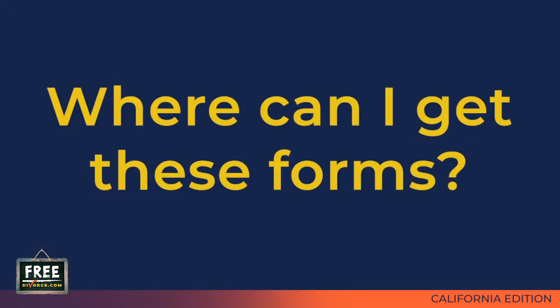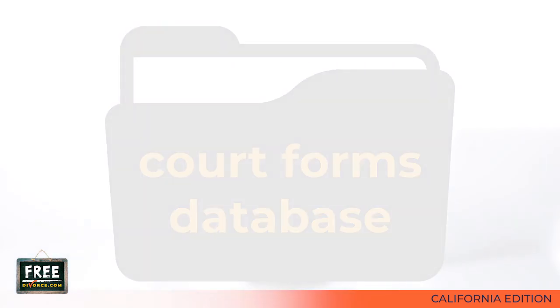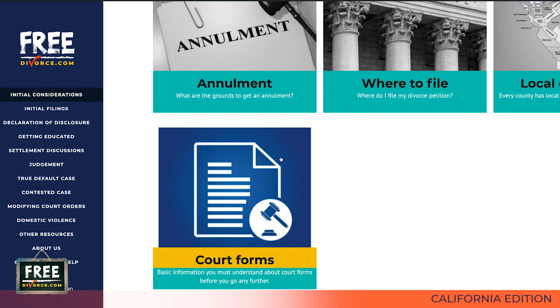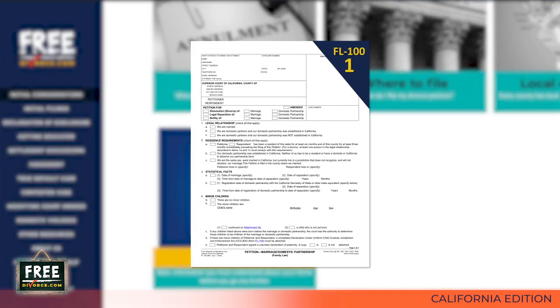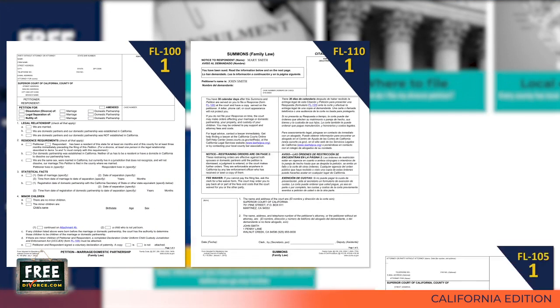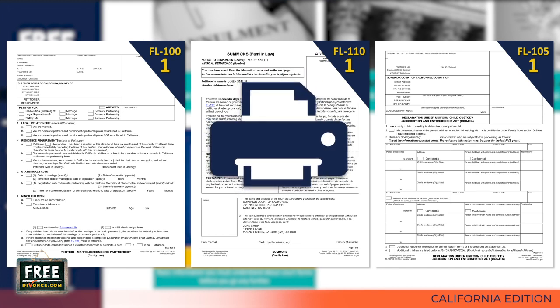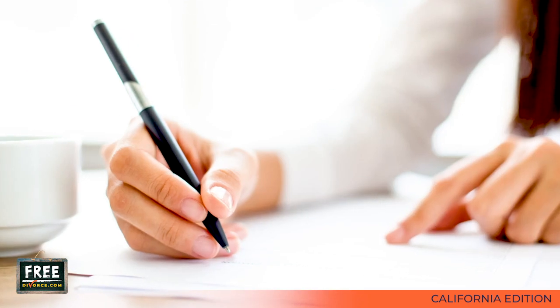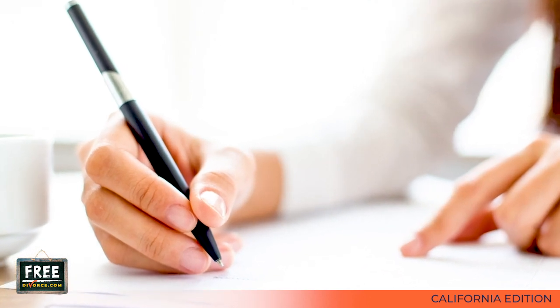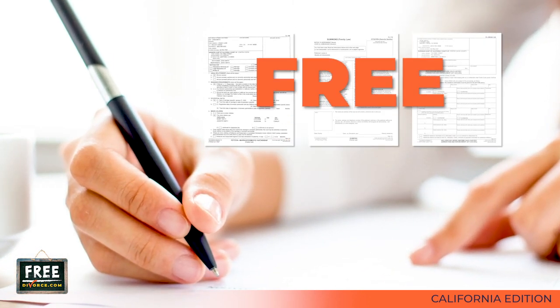Where can I get these forms? You can find all 3 of these forms in our Court Forms database. You can go to our Court Forms database, pull up the FL 100, the FL 110, and the FL 105. Fill out the forms on our website and then print them. You can then file the forms with the court. There is no cost for the forms. All 3 forms are free.